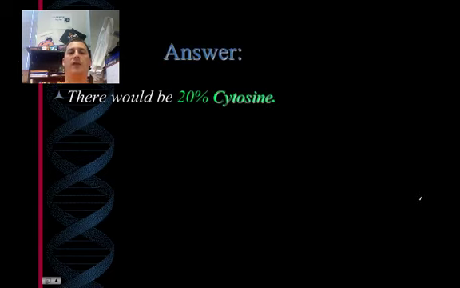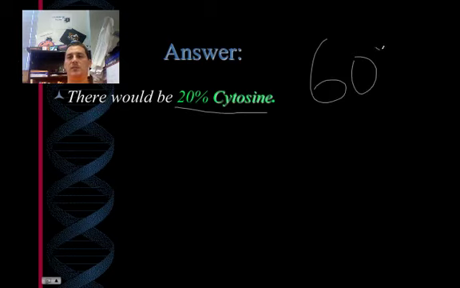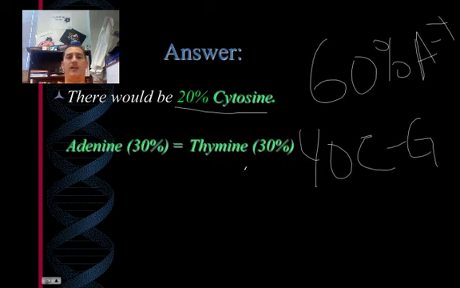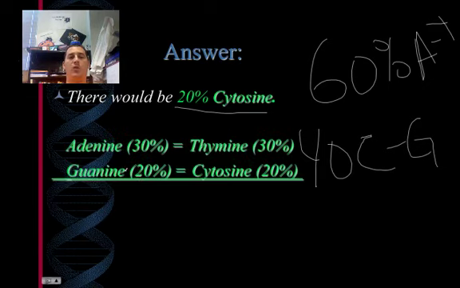So we know we're going to have 20% cytosine, and this is why. If we have 60% of the DNA molecule made up of A's and T's, then we must have 40% made up of C's and G's. So if adenine and thymine are both 30%, and guanine and cytosine are 40% combined, 20% apiece, we know that we're going to have a total of 20% cytosine. Make sense? Great. Let's move on.